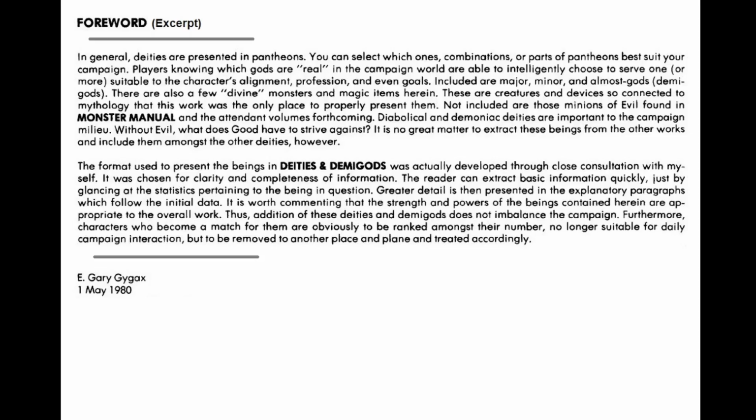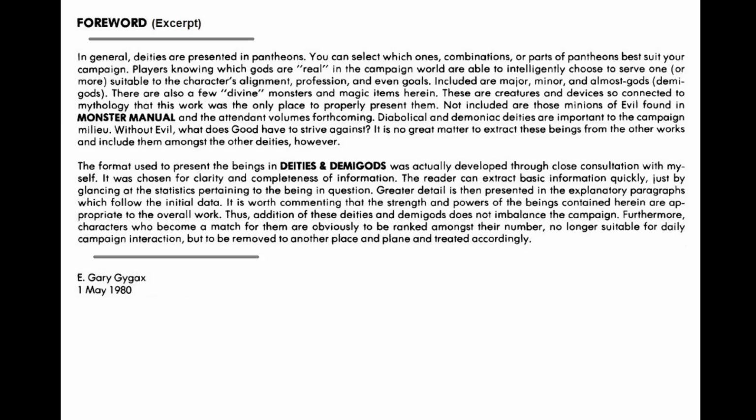The format used to present the beings and deities and demigods was actually developed through close consultation with myself, says Gary. It was chosen for clarity and completeness of information. The reader can extract basic information quickly just by glancing at the statistics pertaining to the being in question. Greater detail is then presented in the explanatory paragraphs which follow the initial data.